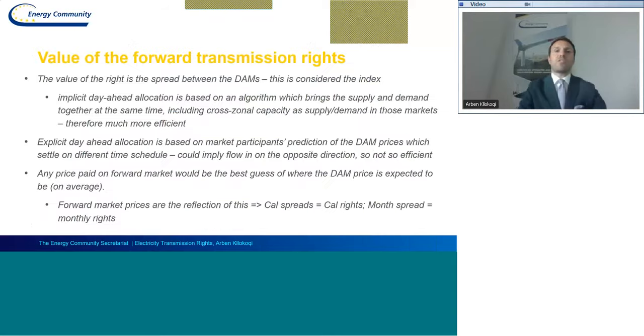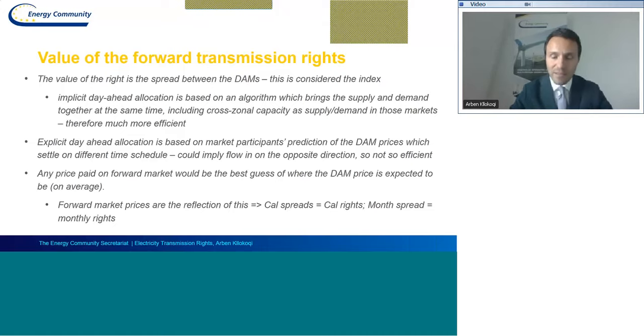Then the value of transmission rights. If we're talking about the value of transmission rights, this is not only for the forward rights. Indeed, it's in general for all the rights that are allocated, including day-ahead rights. The value of the rights represents the spread between two day-ahead markets. If we take, for example, the German and French markets, whatever the price on the day-ahead basis is, the spread between these two prices is considered as an index for the value of the transmission rights.